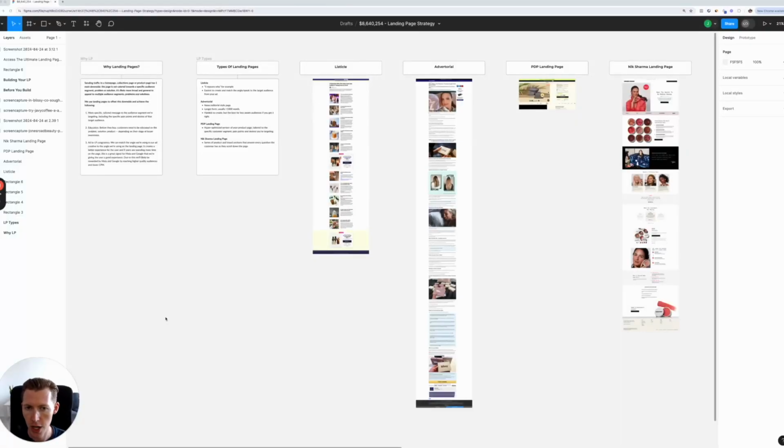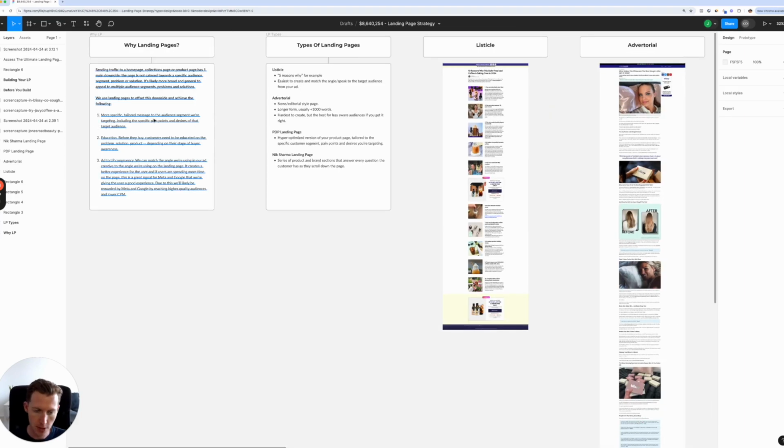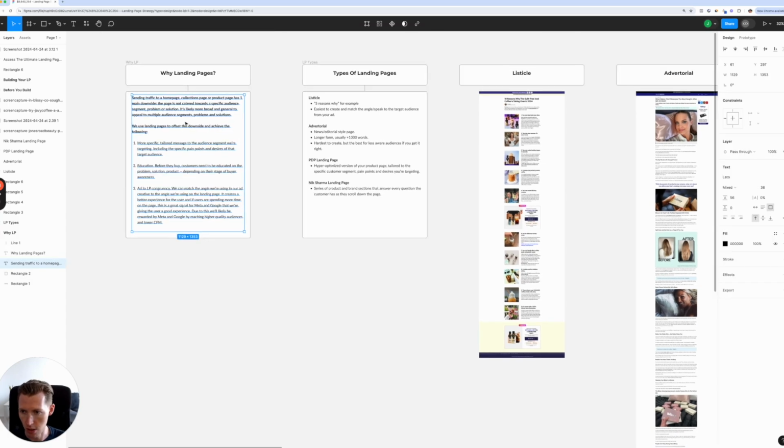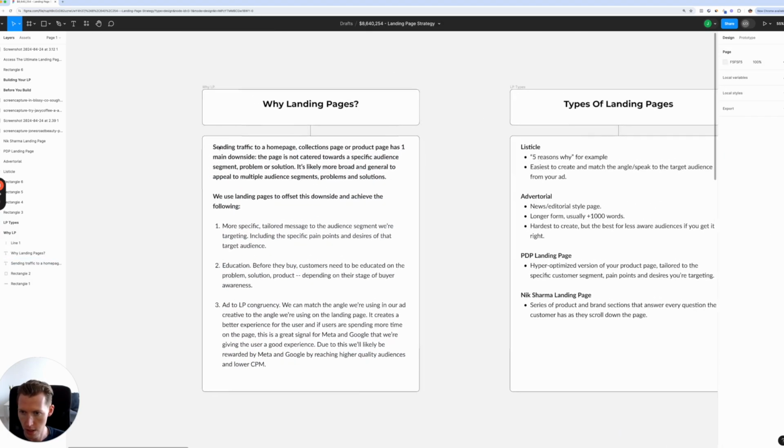Okay, so I'm going to share the 4 different styles and formats of landing pages with you. But before I do, I want to explain why landing pages, right? Why should we even care? Why are they important? And so on, right? So let's just zoom in over here.